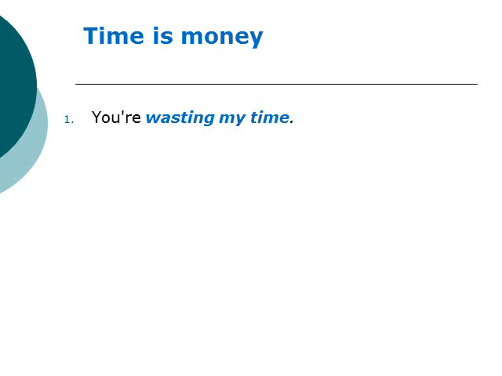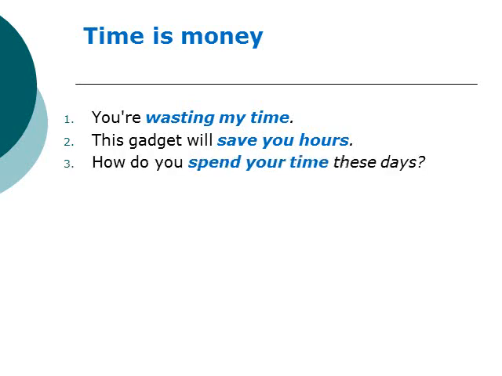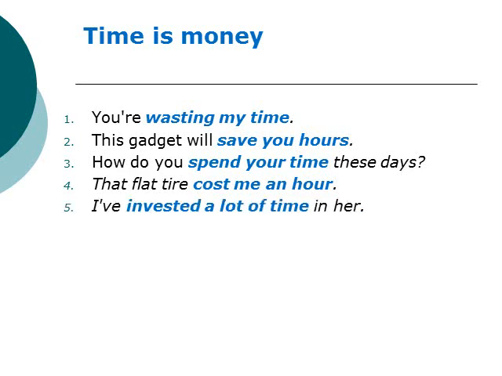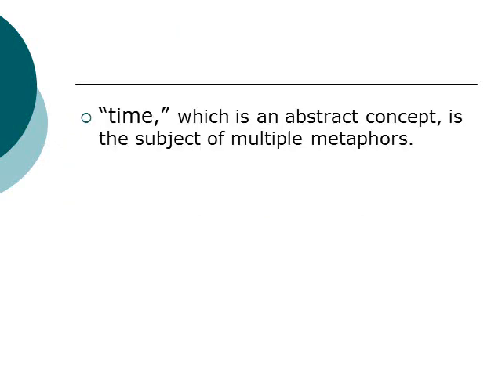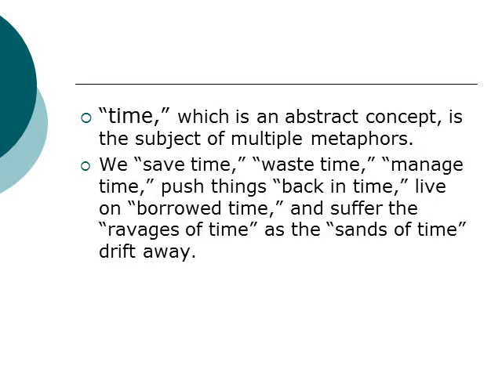So we could say that someone is wasting their time. We could say that some gadget will save us hours. We can ask someone, how do they spend their time? Or we could say that something cost us an hour, or that we have invested a lot of time in something. So time, which is an abstract concept, is the subject of multiple metaphors. So we save time, we waste time, we manage time, push things back in time, live on borrowed time, or maybe suffer the ravages of time as the sands of time drift away.